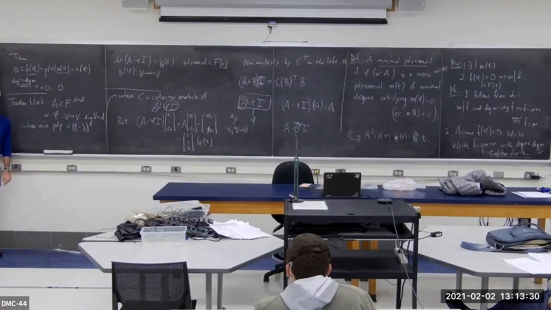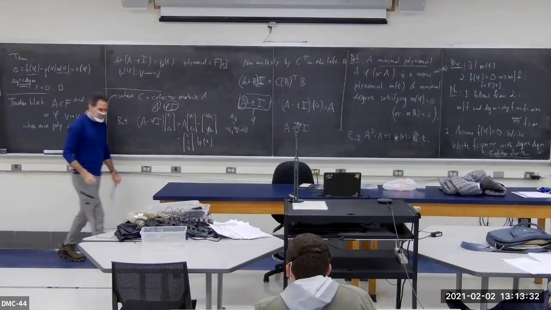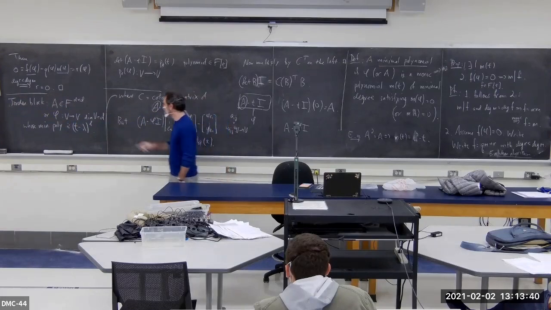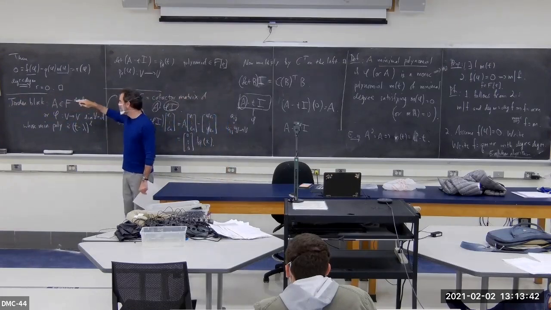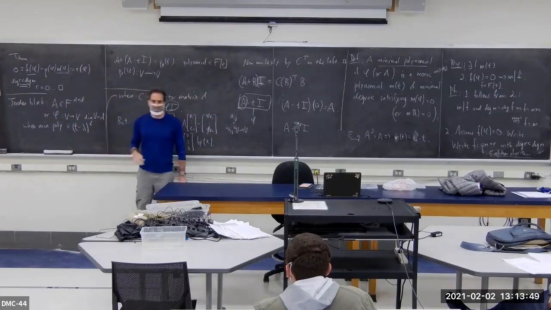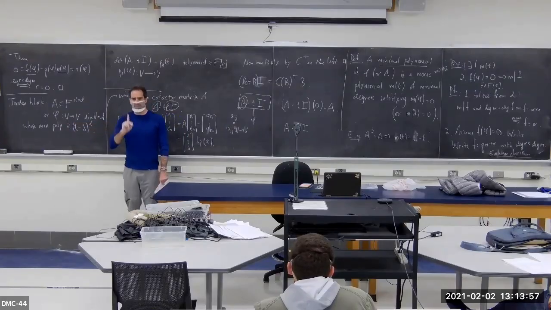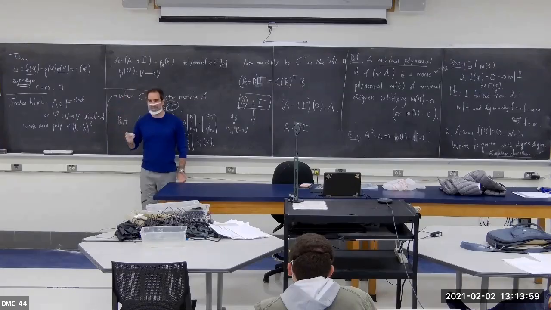That's what a Jordan block is. It's a square matrix of size d by d, whose minimal polynomial is (t minus lambda) to the d. So it's a d by d matrix whose minimal polynomial is equal to its characteristic polynomial, and it has only one root, and that root is lambda, repeated that many times.